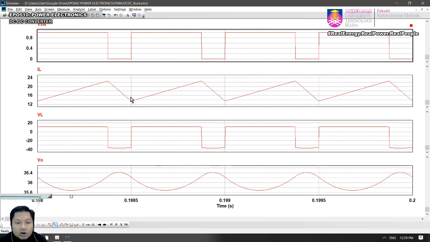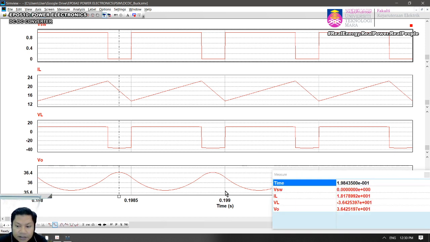So it is still continuous, isn't it? It is continuous condition. Now we're going to measure from peak to peak, maximum peak, minimum peak of the output voltage, and this must be approximately 0.72 volt. Okay, so how to measure that? You use this button, click this. Okay, so you must put the cursor somewhere here, click on the V0 waveform and then click the maximum, so that will give me V out 3.64.